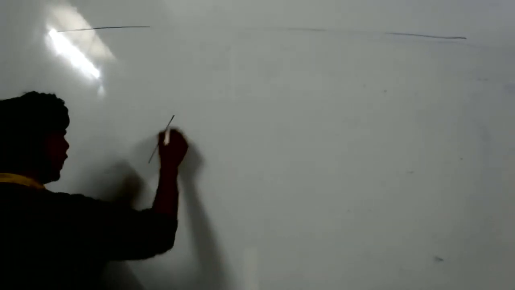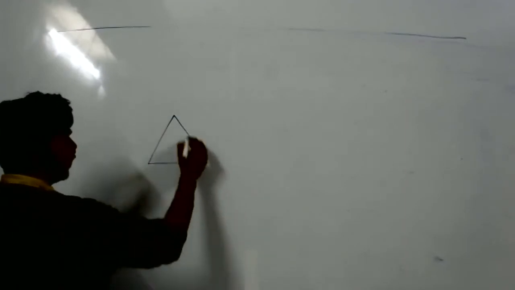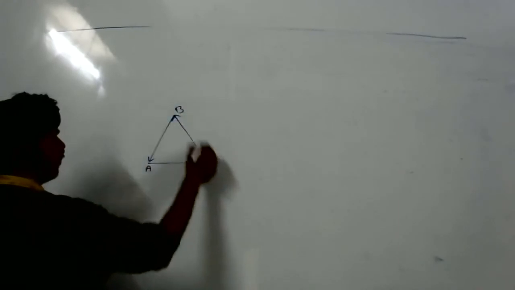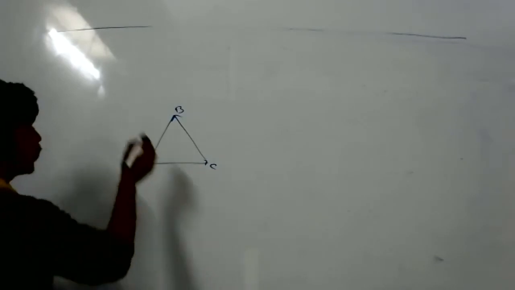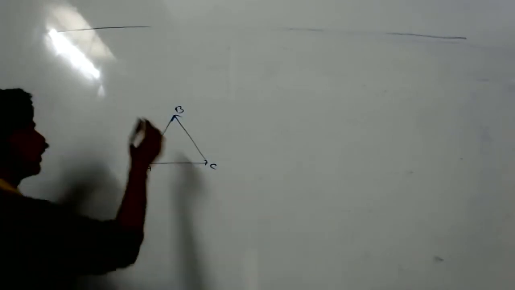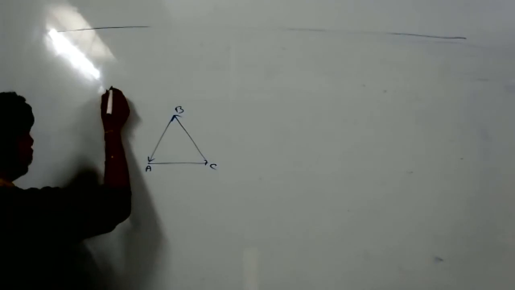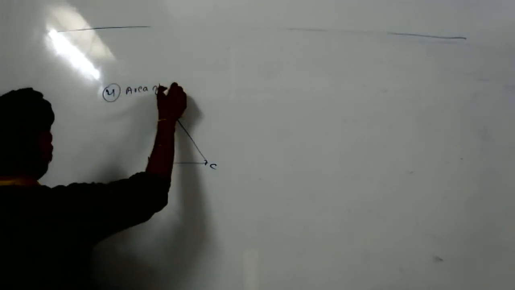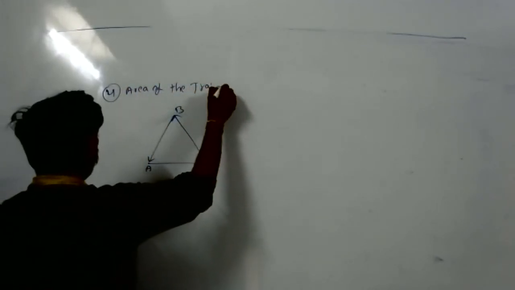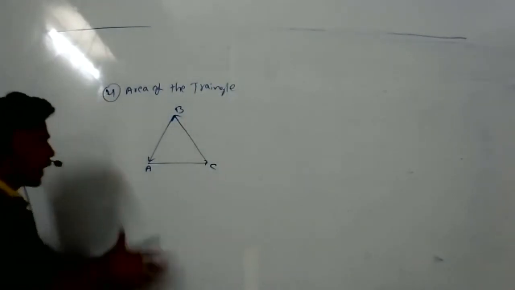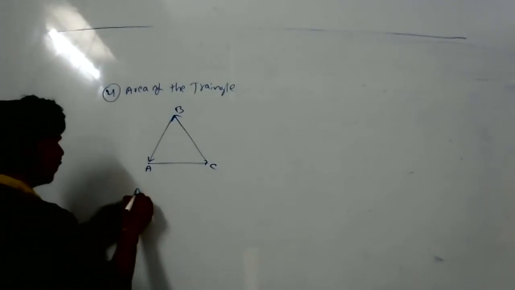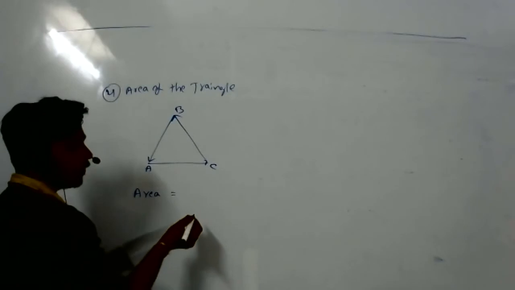Okay, now see, area of the triangle we are going to calculate. If we take the triangle A, B. Sir, is this the next property? Yes, area of the triangle. How to calculate area of the triangle in cross product? Fourth or fifth? Fourth. Area of the triangle. We know the formula, right? Area equals, what will we write?